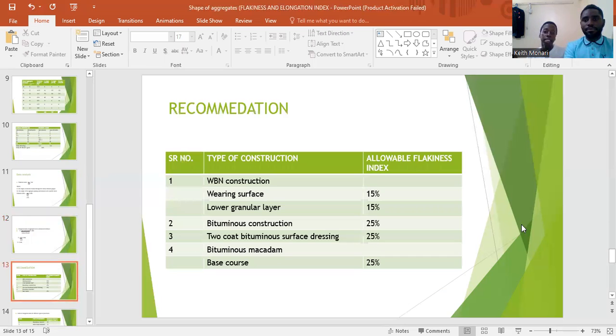Now, under the recommendation, from our research, we found out that there are allowable flakiness indices depending on the type of construction, as shown in the table. For example, for lower granular layer, the allowable flakiness index is 15%, while for bituminous construction, the allowable flakiness index is 25%. Now, bearing in mind that we obtained a flakiness index of 27%, we will recommend the materials to be used in bituminous construction.